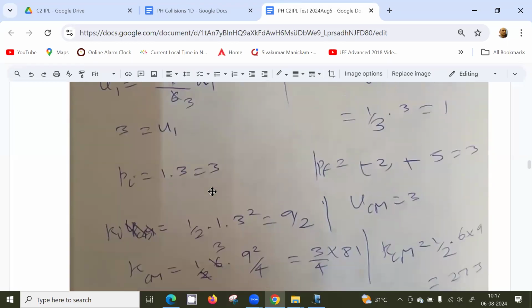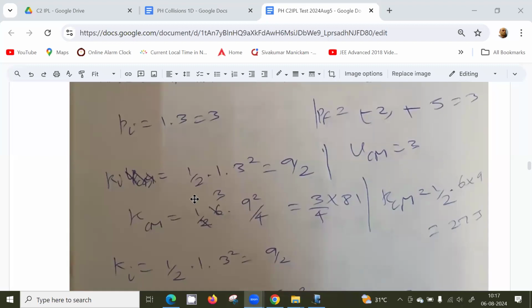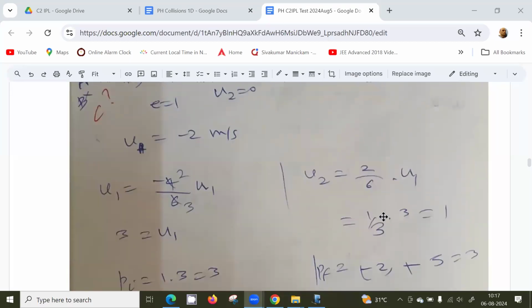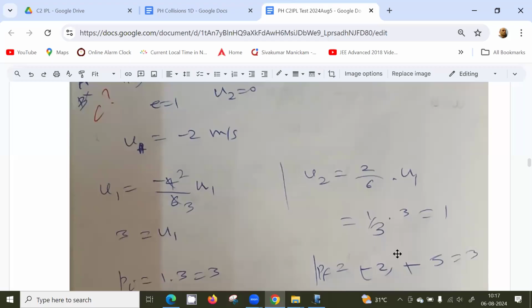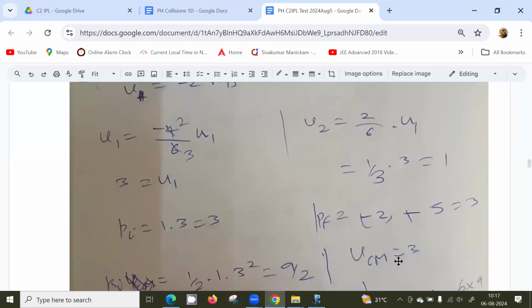Is it clear? The mistake I made is this one. Velocity of center of mass, I took as 3, which is not correct, because for the initial velocity of center of mass, the first mass is moving with velocity 3, plus I have to do this one and divide by the total mass. So if we do that, I get the velocity of center of mass as half, which is similar to the final velocity of center of mass. So instead of that, I took the velocity of center of mass by mistake as 3.